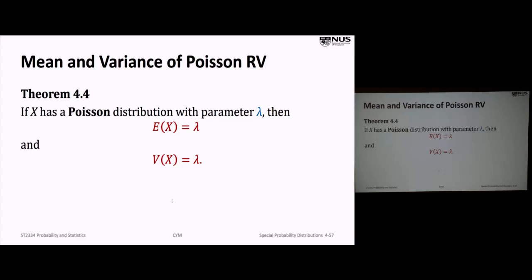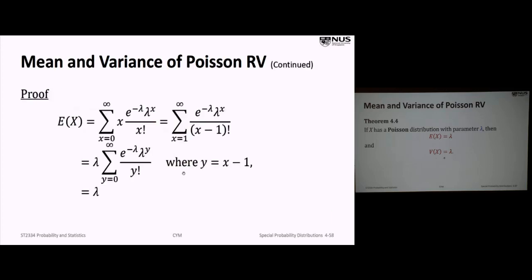So the theorem is that if x is Poisson distributed with parameter lambda, then we can compute its mean and its variance. Its expectation is lambda, and that's the same as its variance. Okay, and we proved this one. This one is quite nice.